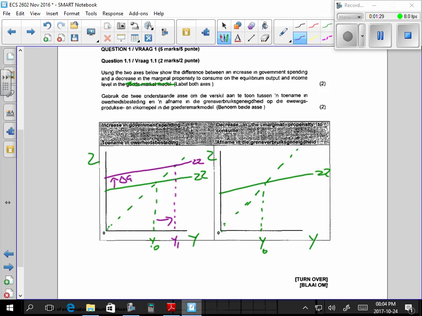If there is a decrease in the marginal propensity to consume, it means essentially that people are saving more money and spending less money. If they're spending less money on goods and services, it means it will drive down the production of goods and services. We will pivot the demand curve downwards, and there will be a corresponding decrease in output and income.